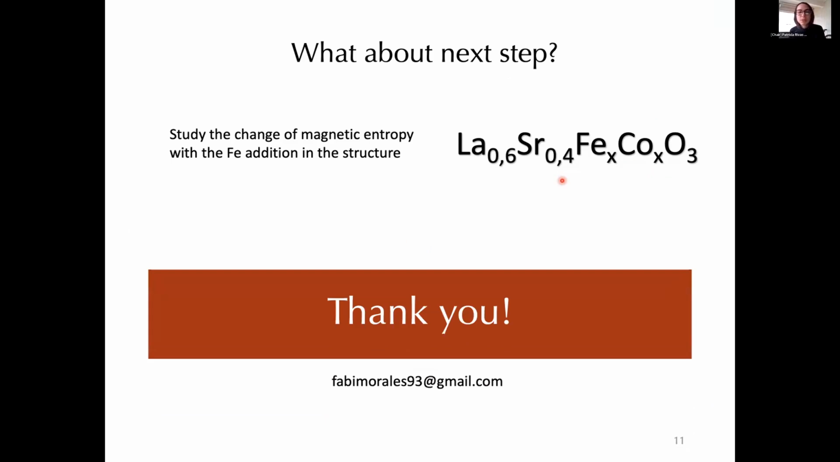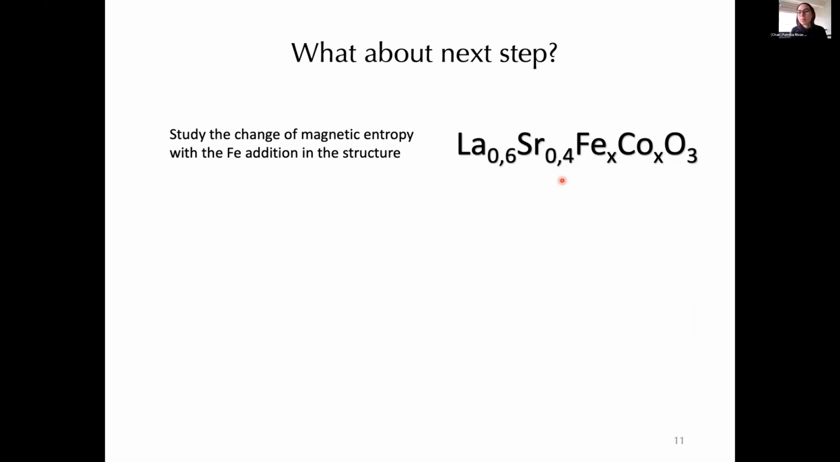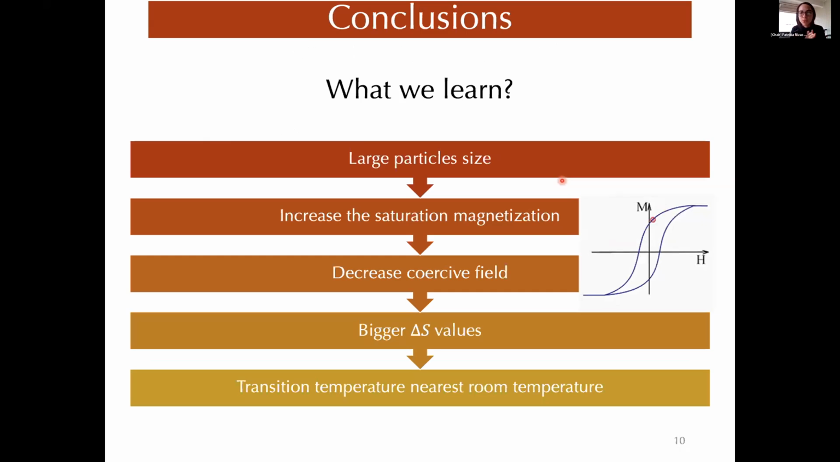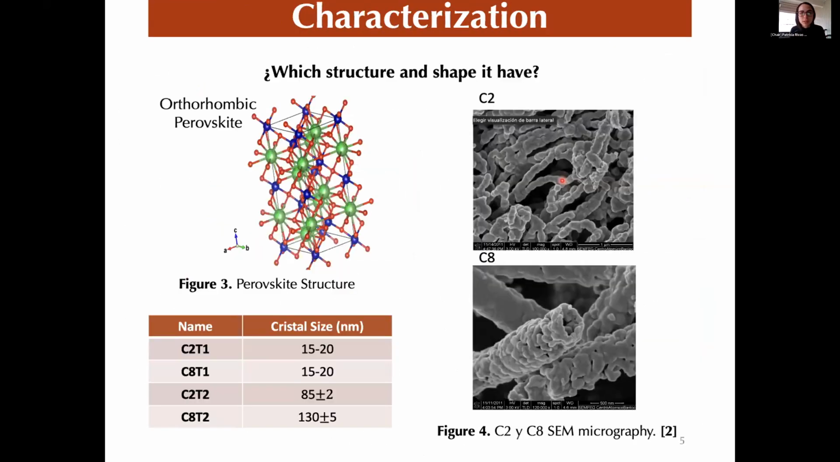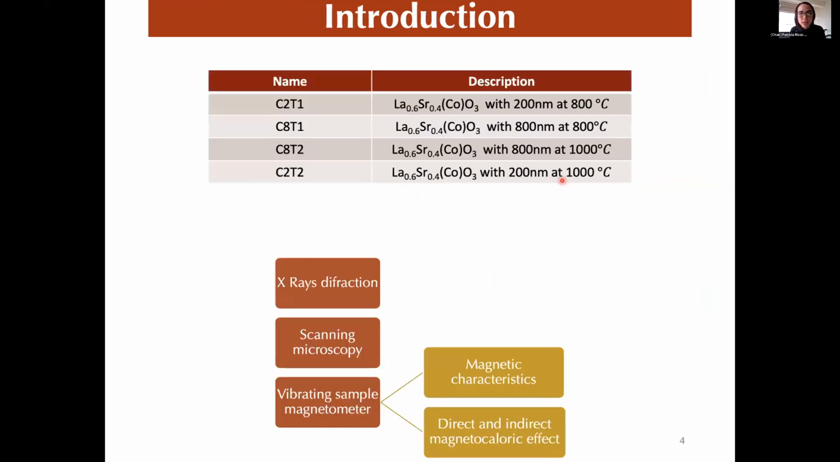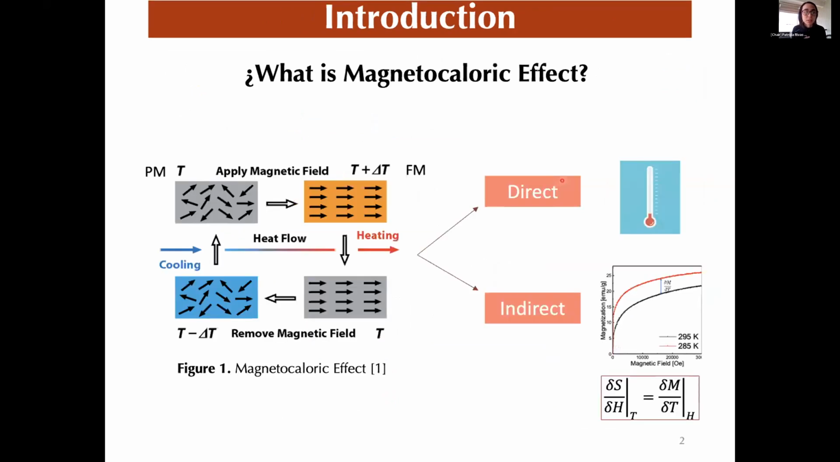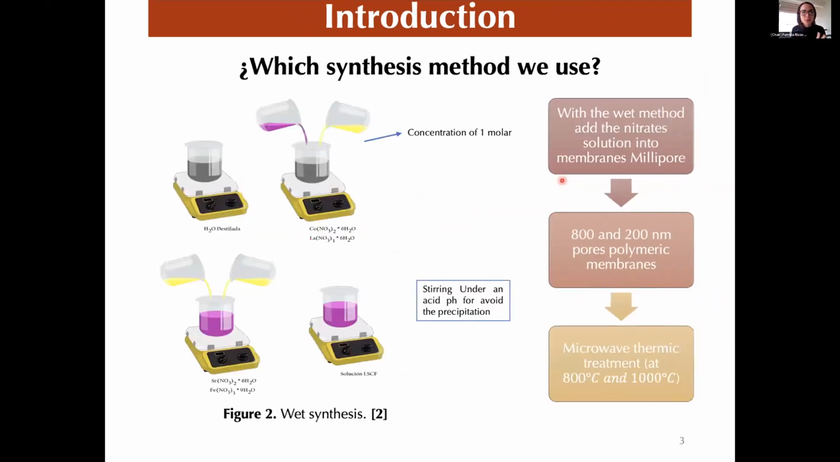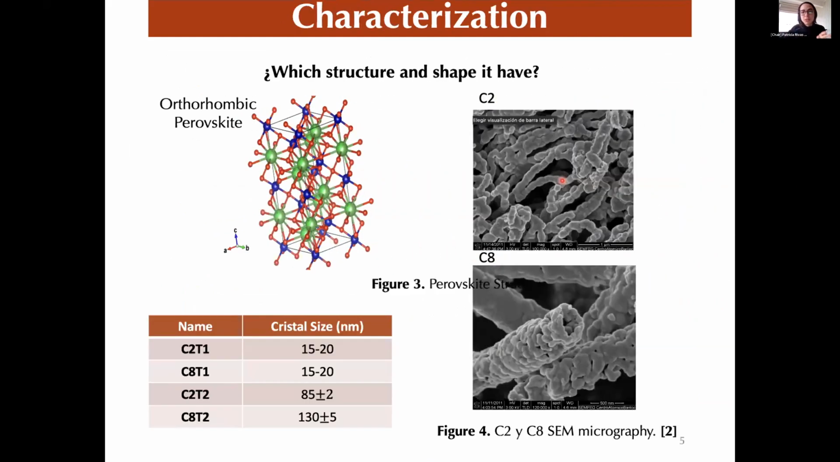I have a little question regarding the sizes you got in your samples. What happens in between? Because you have, I think it was 200 and 800 nanometers. So have you tried intermediate sizes?